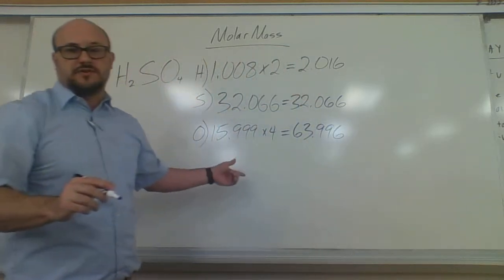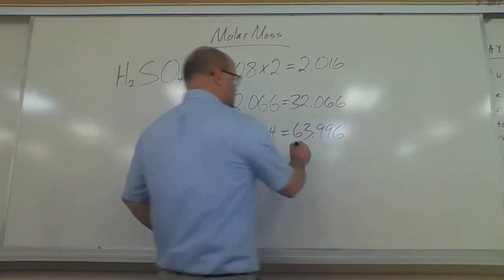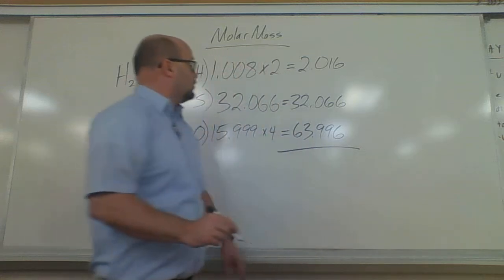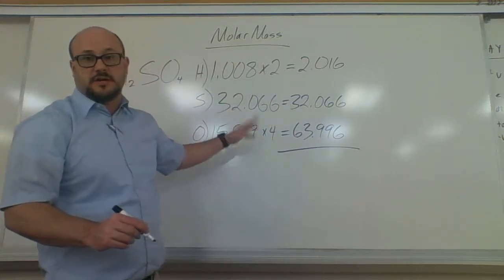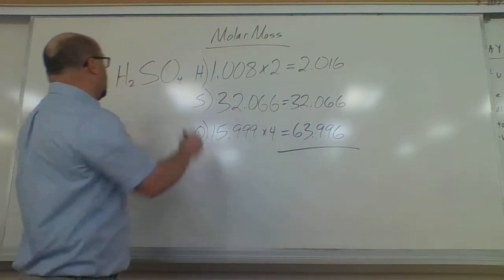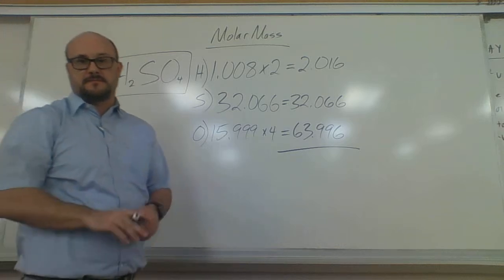Now that you have the individual masses for each one of the elements, you simply add those 3 up. So we're going to add hydrogen's, sulfur, and oxygen's mass all together to get the mass of what we're looking for, H2SO4, or sulfuric acid.